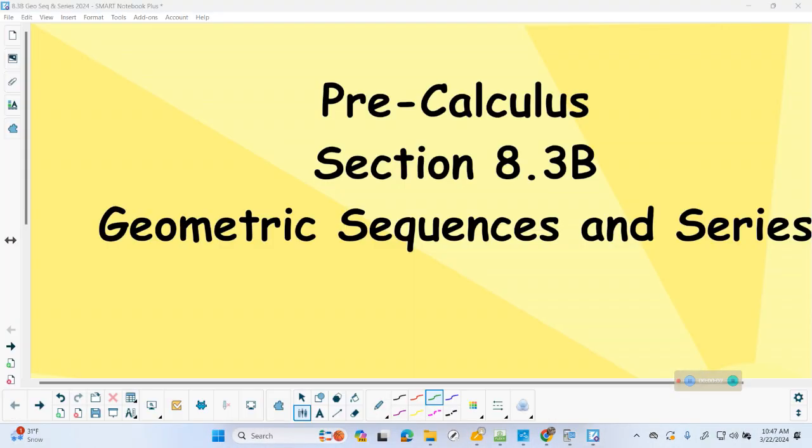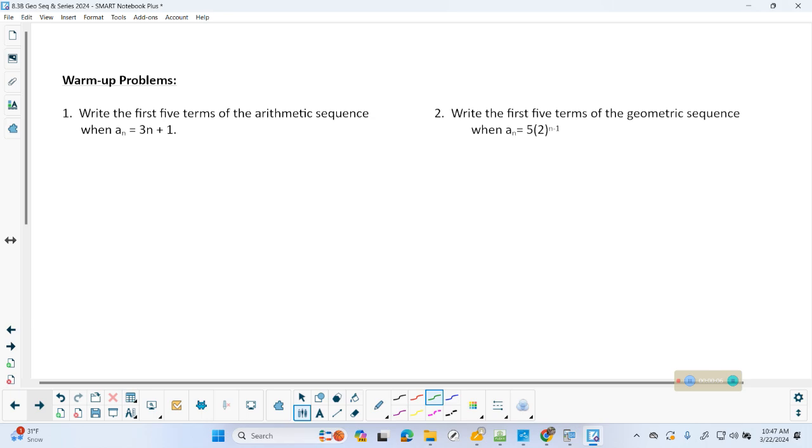Okay, let's do it. So first let's review, okay? Write the first 5 terms of the arithmetic sequence. So super easy, we can just mental math it at this point. We don't need to write out all the work. I don't think so. At least I hope not.